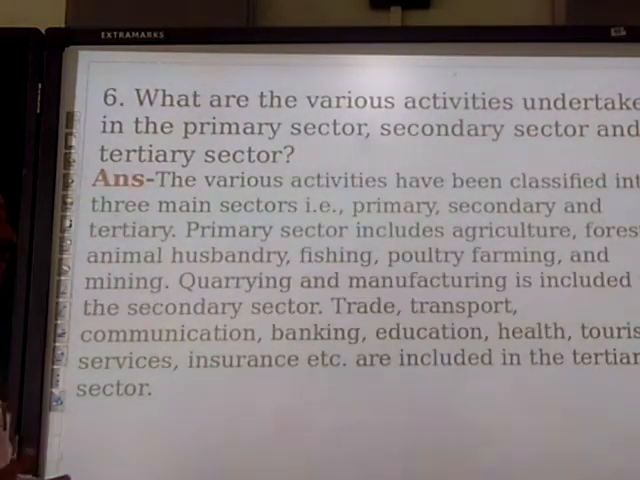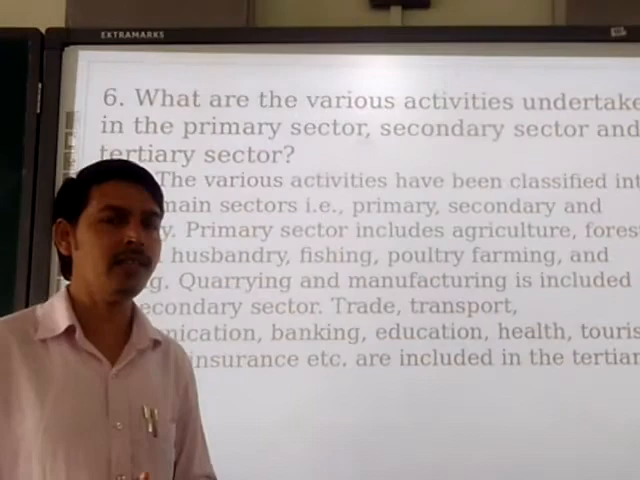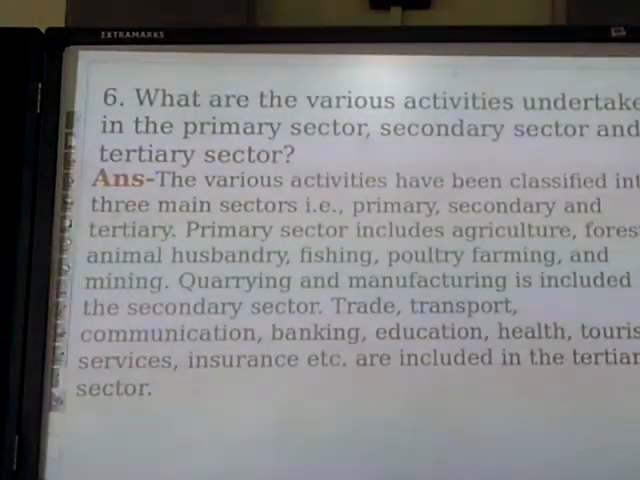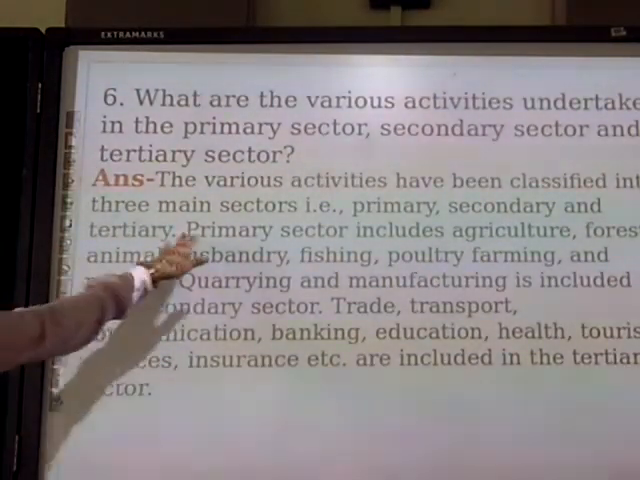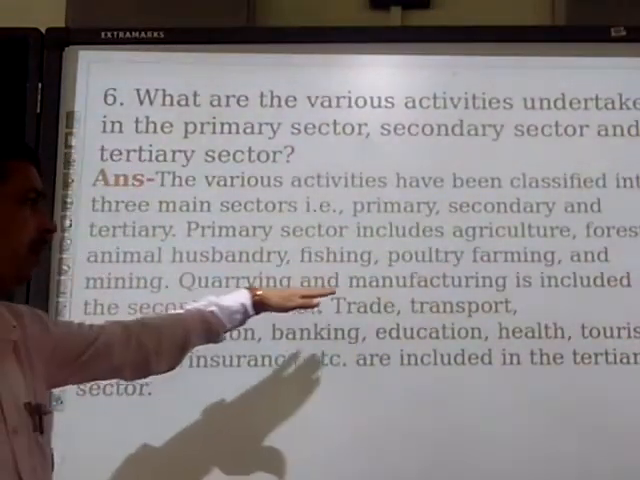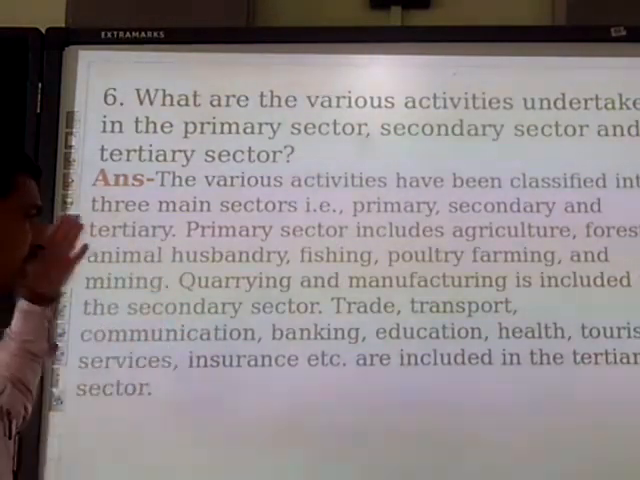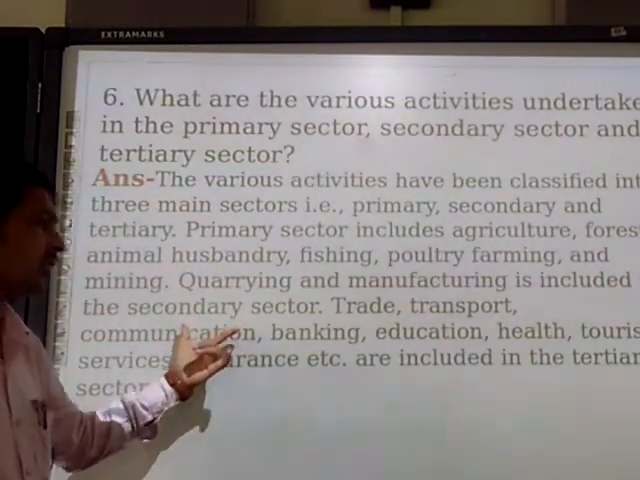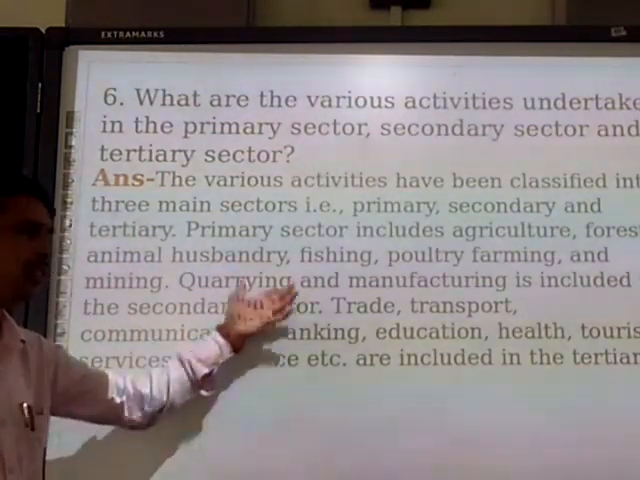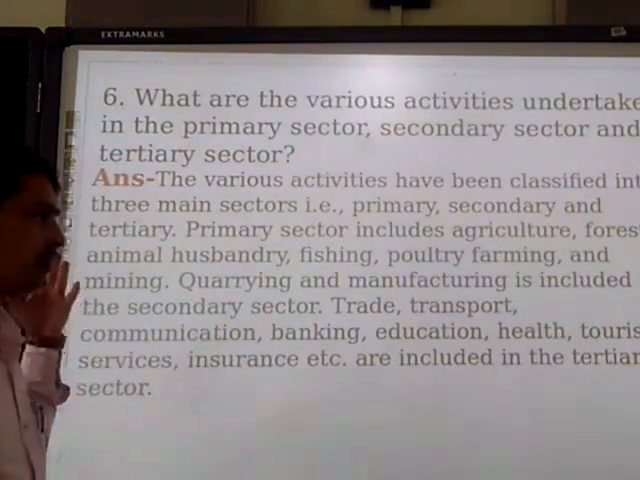The various activities have been classified into 3 sectors, and the 3 main sectors are primary, secondary and tertiary. Primary includes agriculture, forestry and so on. The secondary sector includes manufacturing work. And last, the tertiary sector, communication. This is all textual language you can have from the textbook also, right?